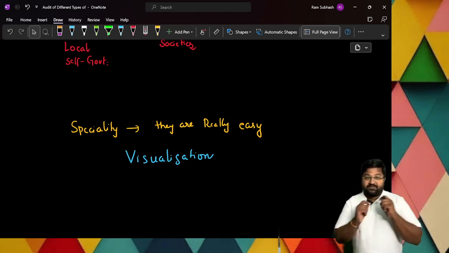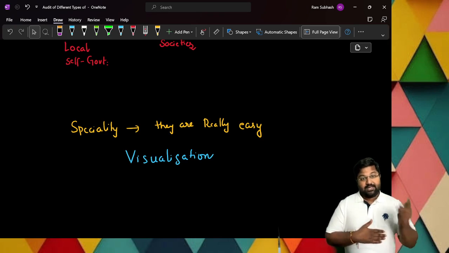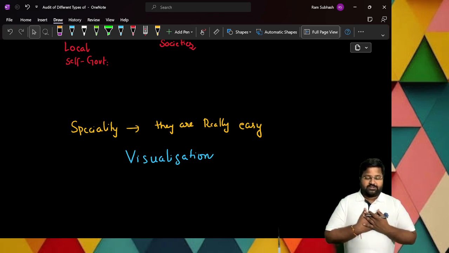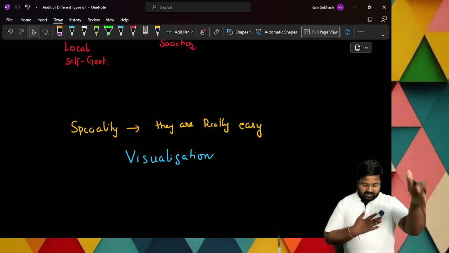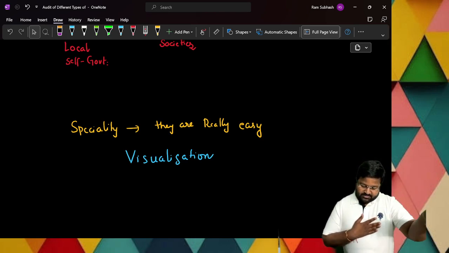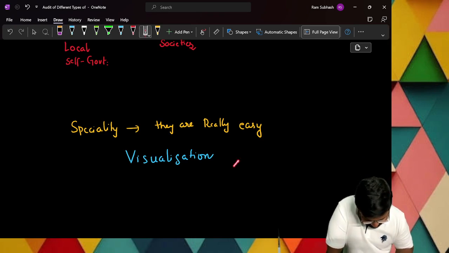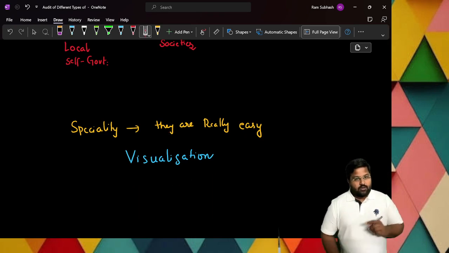So what is meant by visualization? If I am appointed as an auditor to audit an entity of one of these six types, then I should have good visualization. I should visualize, or assume, that I am at that entity or at that place. For example, I am appointed as an auditor of a hotel. I should visualize that I am at that place. Then the audit is easy. So visualization really makes the audit easy.